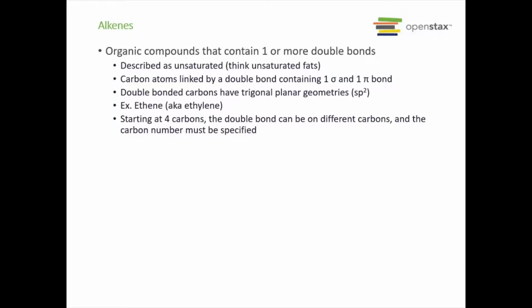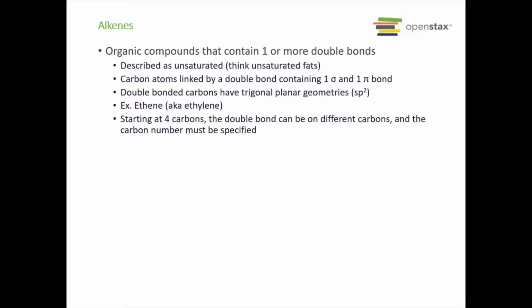Now, our next type of hydrocarbon is called an alkene. Sounds like not alkane, it's an alkene. Ene meaning double bond. So an alkene is an organic hydrocarbon that has 1 or more double bonds. So we call these unsaturated. So that means that there's at least 1 carbon that has a double bond. It doesn't have the maximum number of hydrogens.